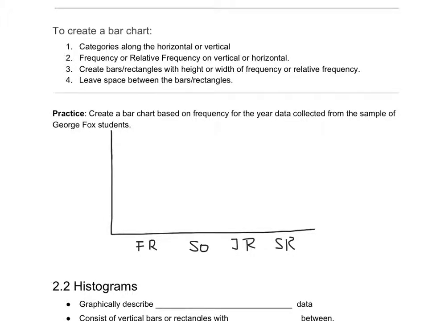Okay, so our largest frequency was 7, so I've got to mark 7. And so then we can mark the other values in between. There's 6, 5, 4, 3, 2, 1.